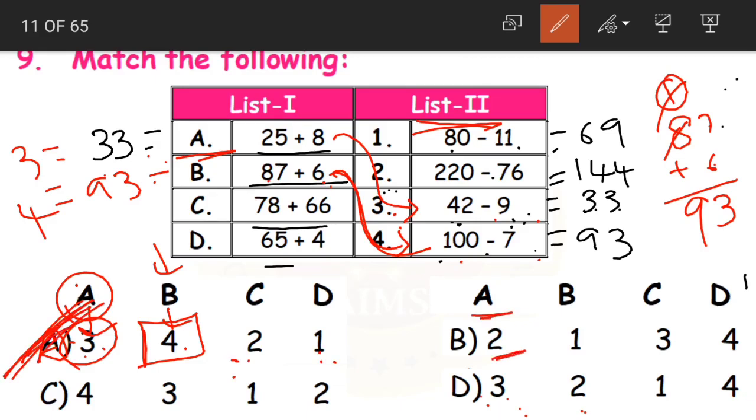See here they are saying A is equal to 2. Is it equal to 2? No. So it will be a wrong answer. Here they are saying A is equal to 4. It is not, right? So again this will be a wrong answer.